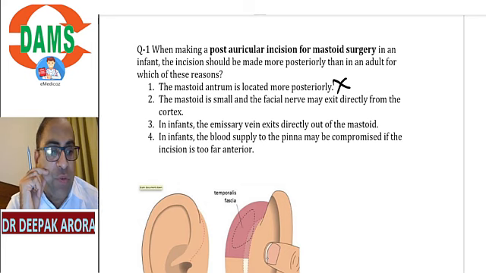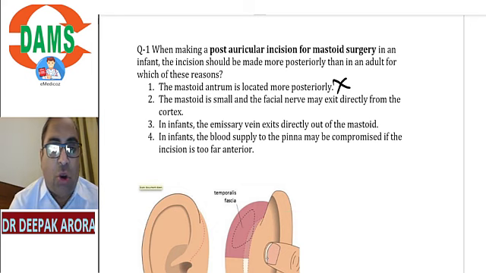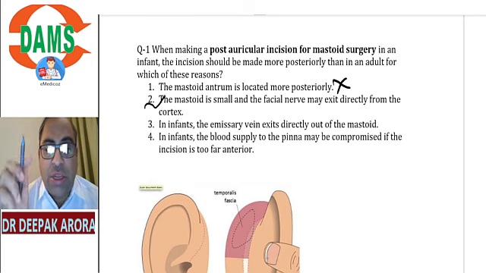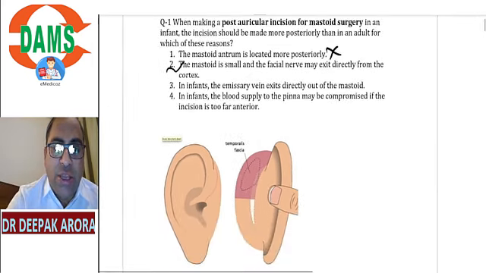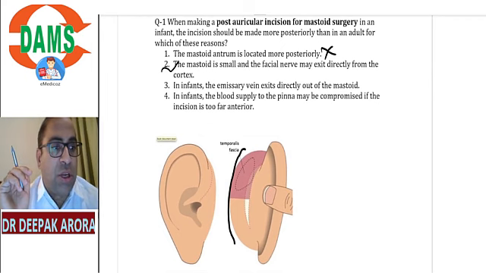The mastoid is small and the facial nerve may exit directly from the cortex. Absolutely right statement. Because the tip of the mastoid is absent, the facial nerve is exposed. Therefore, we give the incision more posteriorly and slightly stop at the above level. We never extend to the lower edge.